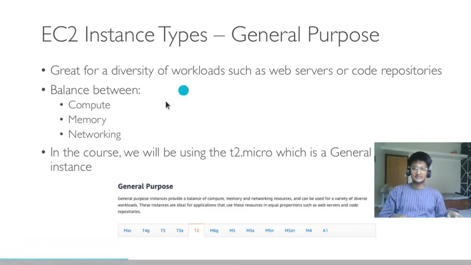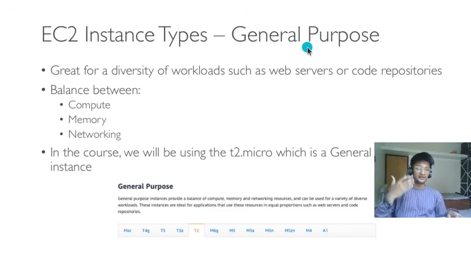Next is the instance type. We have different types of instance types depending on a use case. The general purpose instance type is great for a diversity of workloads such as web servers or code repositories, and it has a complete balance between compute, networking and memory. So if you have a general use case where you don't need a lot of memory or CPU, you can go ahead and use general purpose.